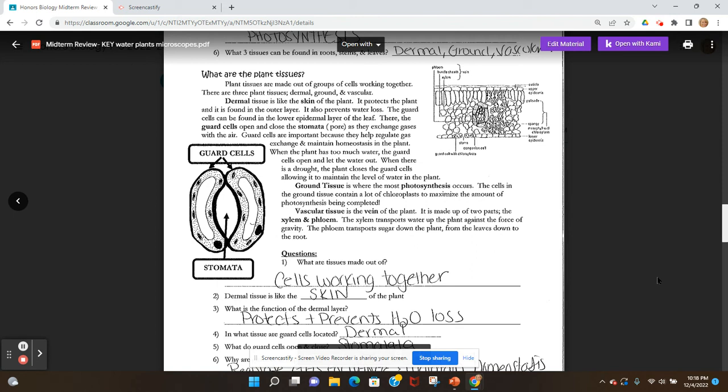The cells in the ground tissue contain a lot of chloroplasts to maximize the amount of photosynthesis being completed. Vascular tissue is the vein of the plant. It is made of two parts, the xylem and phloem. The xylem transports water up the plant against the force of gravity.